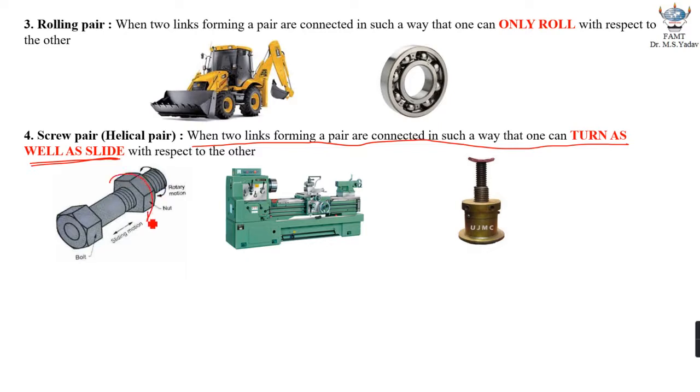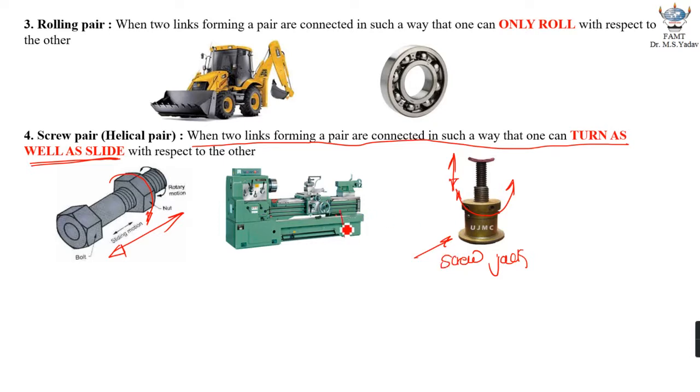Now if I turn this particular nut in a clockwise or anti-clockwise direction, together with turning, it will also give you a sliding motion. So sliding and turning motion are occurring side by side, and this type of pair is called a screw pair. The best example is right over here. This is called a screw jack, which is typically used for lifting automobiles. If I turn this one, together with turning, it will give me a sliding motion as well.